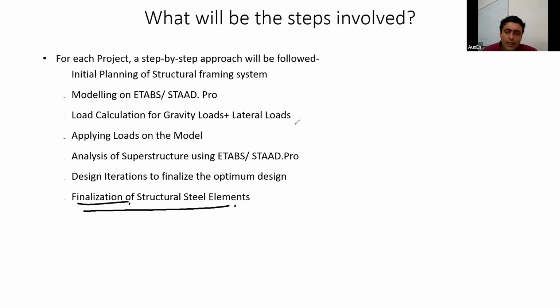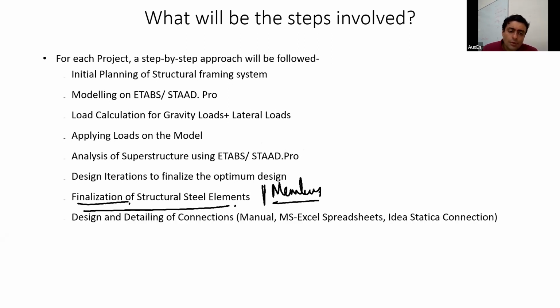Once the member level design is done, in steel structures, what is the other component? What is the other component in steel structures? With members, another important thing is the connection design. So once our members are finalized, we will proceed to connection design. Connection design in this program we will be doing either through some quick manual calculations, or using some Excel spreadsheets, or we will be using a good software called Idea Statica Connection. So through these 3 approaches, as and when required, we will be doing the connection design.